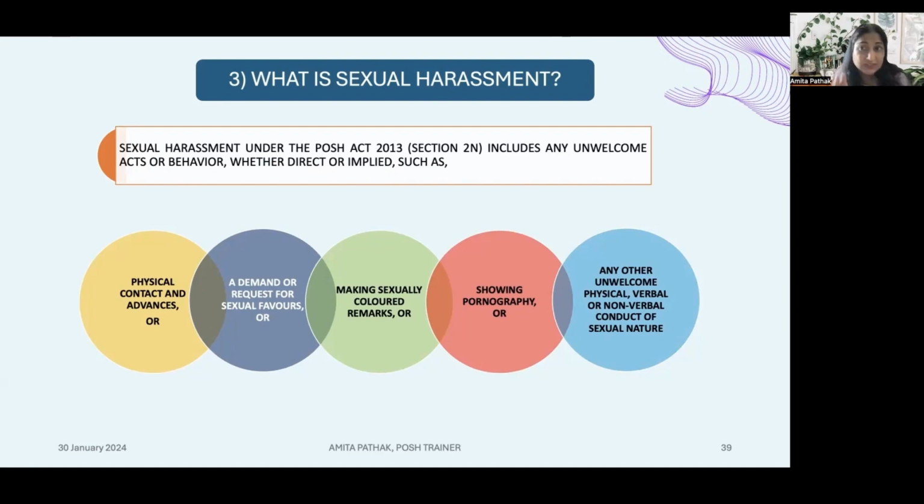Now the question is, how is it decided whether sexual harassment occurred or not? Who will decide? The woman will decide on her own whether sexual harassment happened to her or not. If she is feeling uncomfortable due to any of these acts or behavior, then that woman will decide that this is sexual harassment. If a woman is not feeling comfortable, that is sexual harassment. But if the woman is feeling comfortable, then it is not.